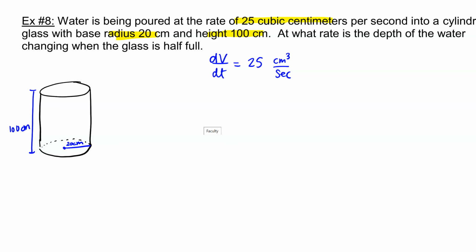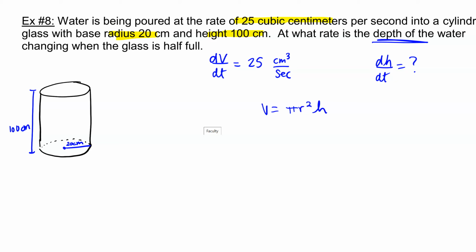At what rate is the depth of water changing? So the depth is literally the height. So we're looking for dh/dt. How is height changing as time changes? And how is volume related to height? Volume equals base times height. What's the area of my base? My base is a circle, so it's pi r squared h: pi r squared times my height.